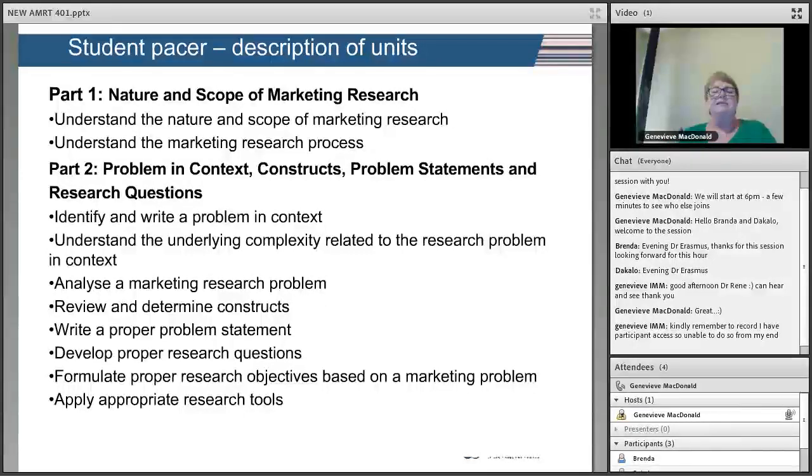Part 1, as it is described in the PACER, is the nature and scope of research: understanding the nature and scope of marketing research, which can be quite broad, and then how do I actually do marketing research, those process steps. The second part is problem and context.